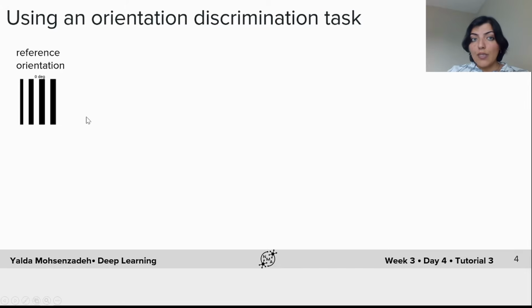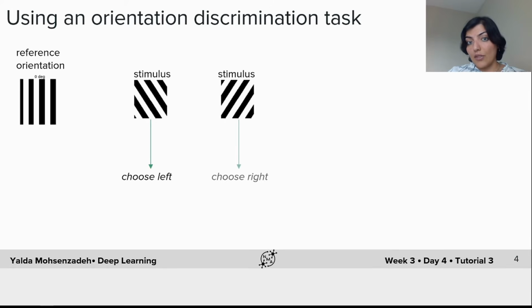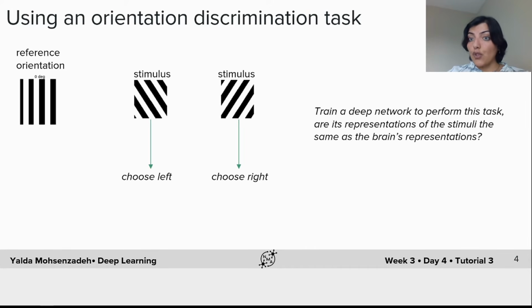Today we are going to use a simple task, an orientation discrimination task. In this task, given a reference orientation, grating patterns with vertical orientation, the task is to determine whether a presented grating stimulus is oriented to the left or to the right. And we are going to train a deep neural network to perform this task and then compare its representations with the neural activity patterns that we have from the mouse V1 region.